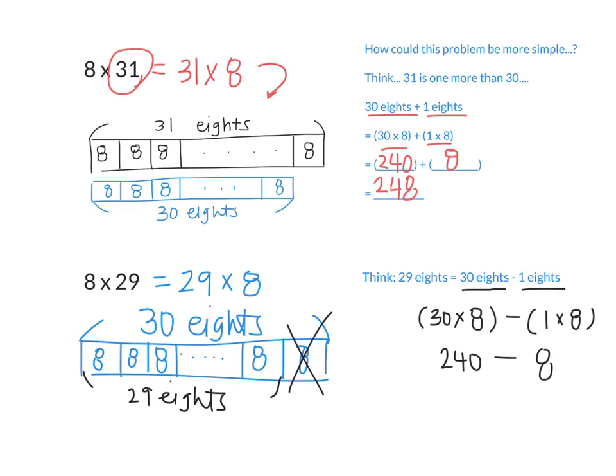So altogether, 29/8, which is 1 less than 30/8, is 232. And that's our final answer.